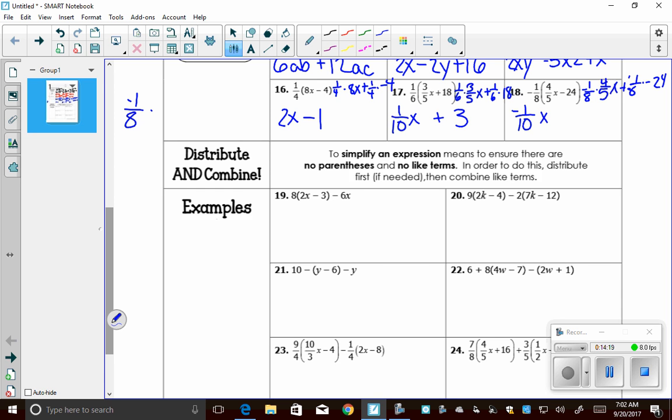I'm going to have -1/8 times a -24. There again, put it over 1, multiply across. I get positive because a negative times a negative is going to be positive. 24 over 8 times 1 is 8. Okay.